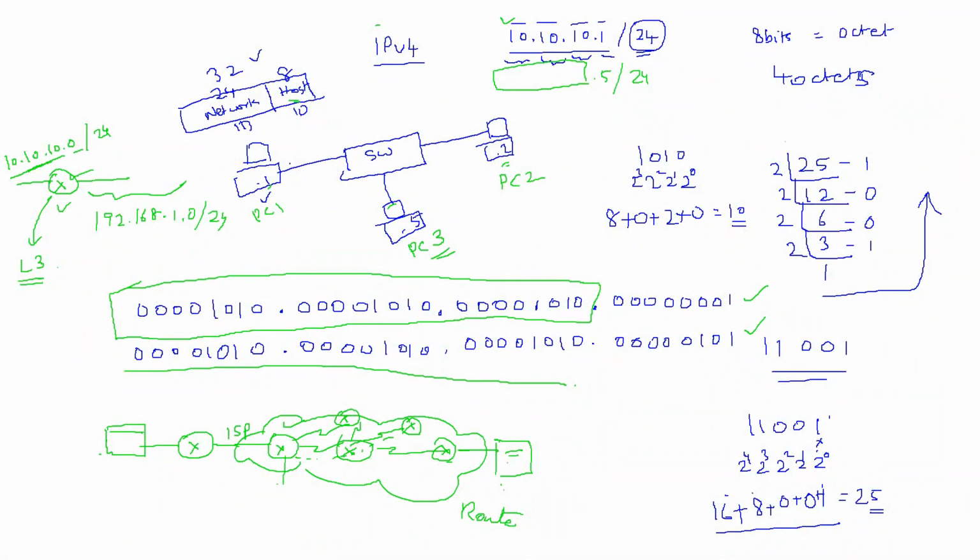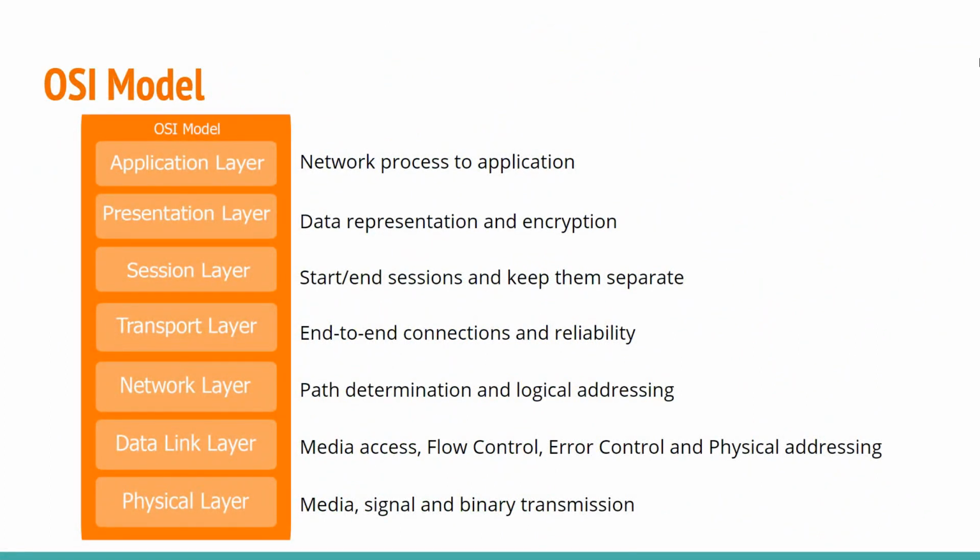By looking into the routing table. Every router maintains a routing table, right? It needs to have the routing information to route the traffic to the proper destination. So path determination and logical addressing are all functionalities of the network layer, or layer 3, right? With that, for the moment, we'll go back and see what happens at layer 3.